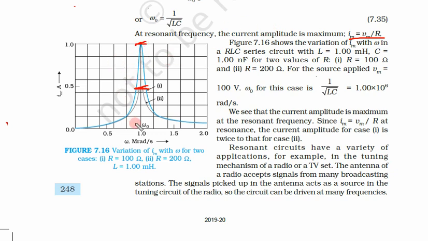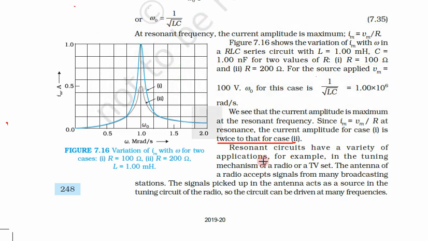And what about the resonant frequency? Resonant frequency does not change with the change in resistance. Only the amplitude of maximum current will change. Resonant frequency depends only on two components, that is capacitance and inductance. Let us see the interpretation of this graph. We see that the current amplitude is maximum at the resonant frequency, in both the cases. Since Im is equal to Vm upon R, the current amplitude for case 1 is twice that of case 2, because in case 1 resistance is less, in case 2 resistance is more.